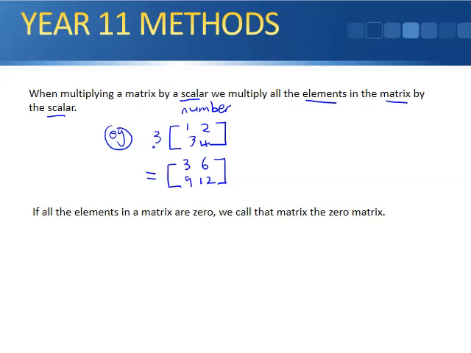That's all that means. If we've got a matrix with all zeros, it's given a special name. It's called the zero matrix. That means it's zeros everywhere.